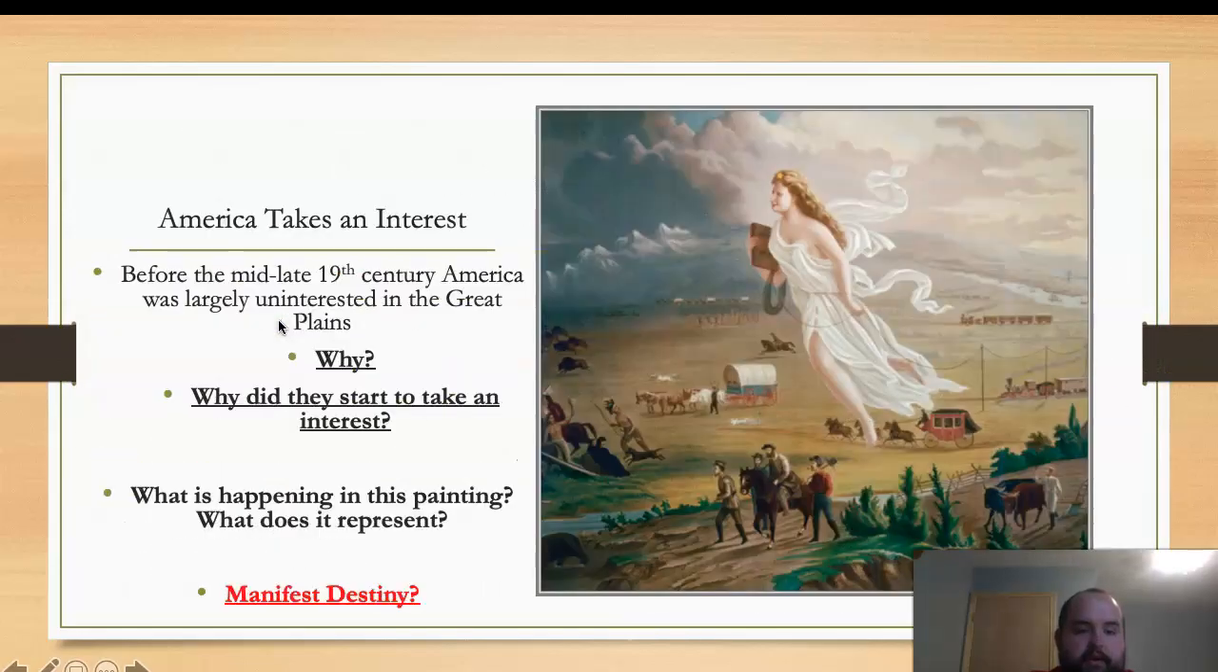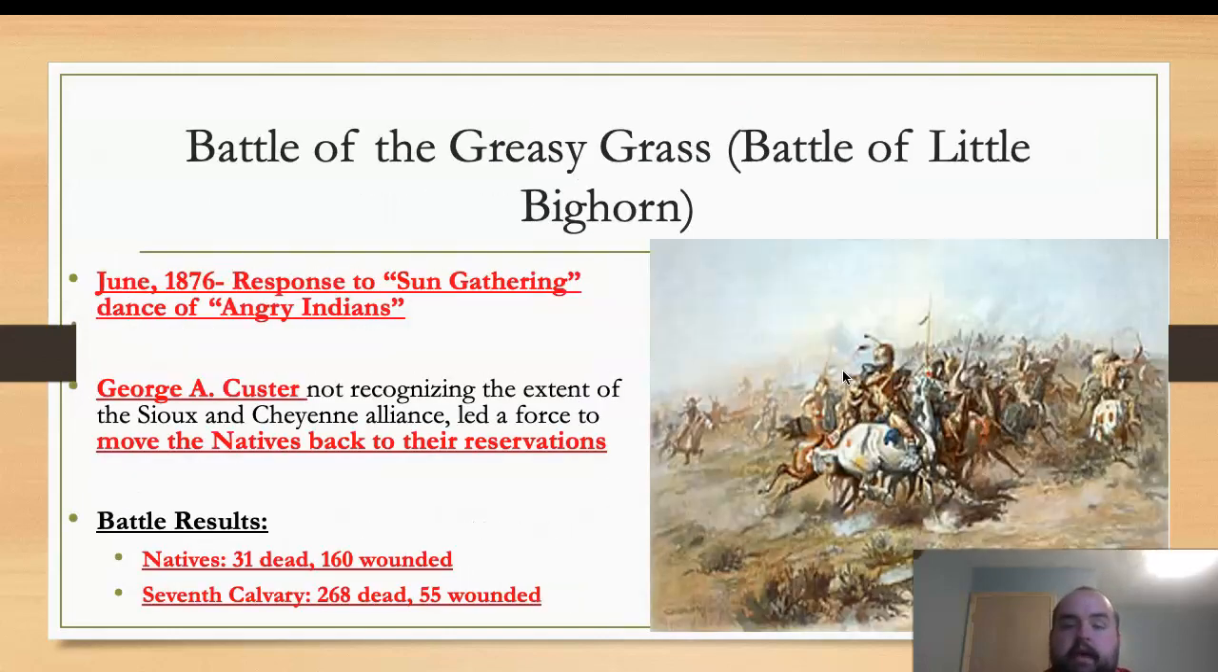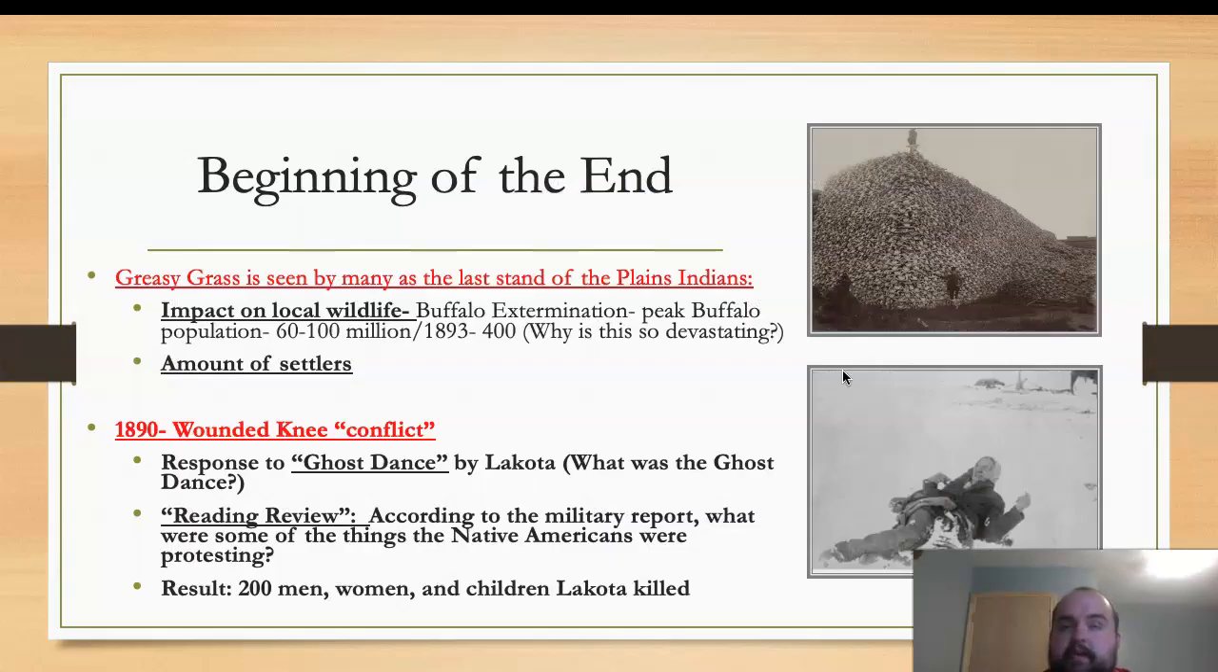Remember, as I said earlier, the entire culture of Plains Indians was centered around following buffalo herds. Almost all of their tools and all of their homes were made out of some part of the buffalo. And of course, they needed the food, so pretty much every aspect of their life depended upon buffalo herds. By 1893, the buffalo population had gone from 60 to 100 million all the way down to 400. So again, every aspect of their life depended upon these buffaloes. Without them, they really have no way to sustain their lifestyle.